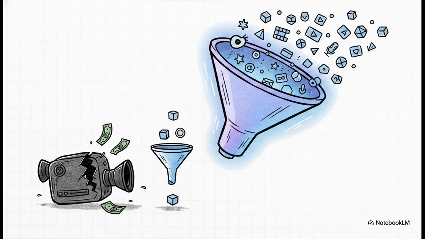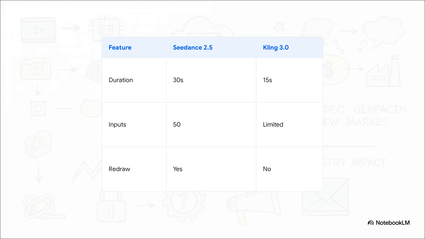but it severely lags in reference capacity. It maxes out at just 3 inputs compared to Seedance's 50. And this brilliantly illustrates the real heavyweight matchup right now, Seedance 2.5 versus Kuaishou's Kling 3.0. As you can see, Seedance clearly wins on duration with 30 seconds, reference capacity, and that powerful local redraw feature.